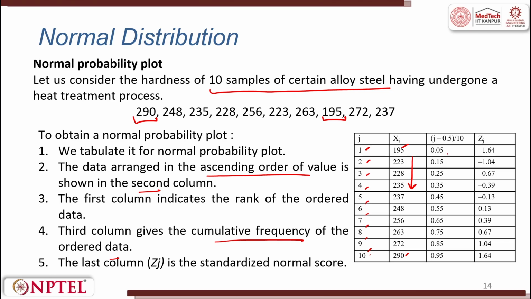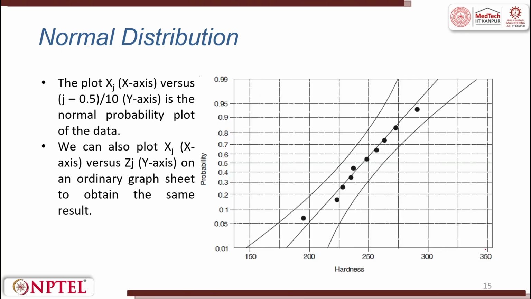The cumulative frequency is j minus 0.5 divided by 10, where 10 is the number of samples. This I have got here. Based upon this cumulative frequency, I get the value of Zj, and this Zj is now plotted here. You see, this is Zj and this is probability or frequency.